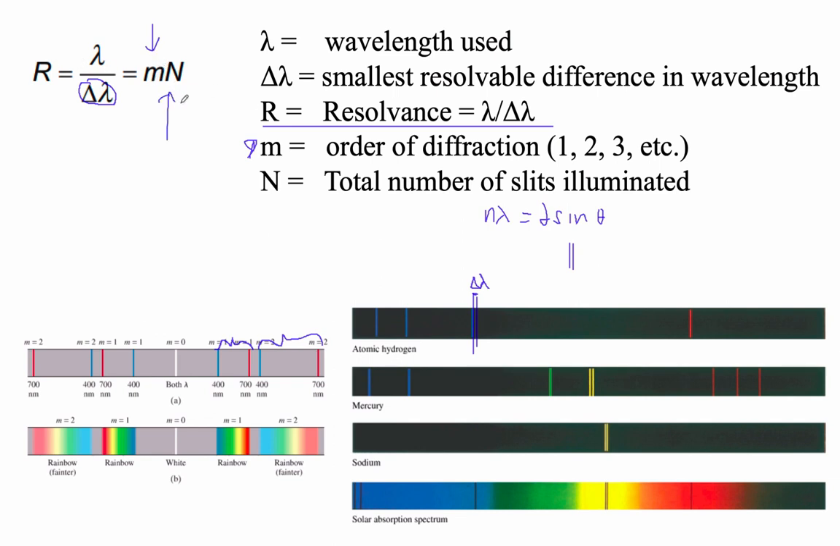And then this N there, that's the number of slits illuminated. It's not the number of slits you have, it's the number of slits that get hit by the narrow beam of light. So if you've got this bunch of slits like this, and then you've got a beam of light like this, well, you've got 1, 2, 3, 4 slits illuminated by this laser light. So you've got to keep that in mind.